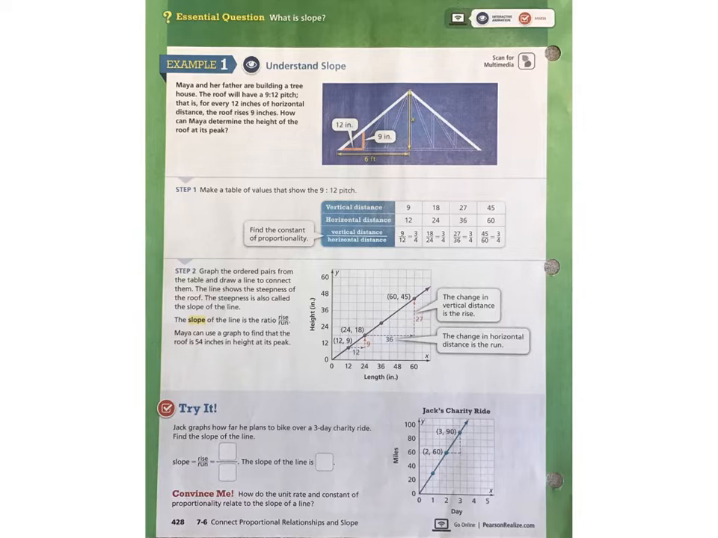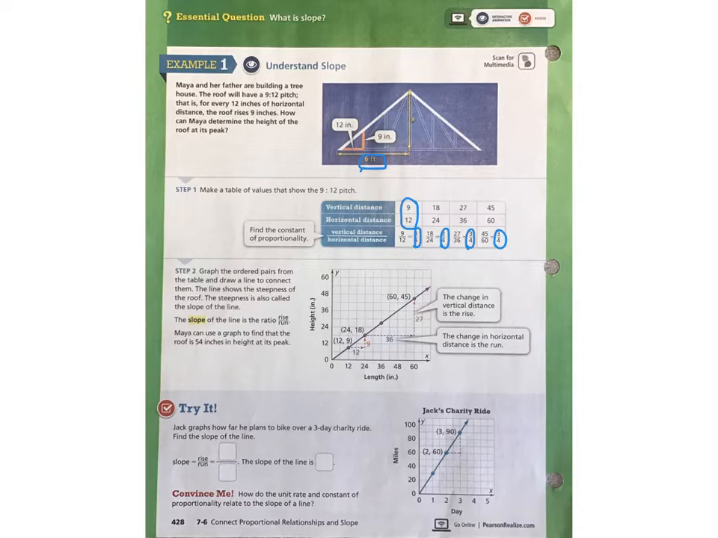Step 1 is to make a table of values that show that 9 to 12 pitch, or the ratio of 9 inches of height for every 12 inches of horizontal distance. Remember that 12 inches is equivalent to 1 foot. As we look at the diagram here, we notice that the distance to the center of that roof is 6 feet. So that 9 to 12 pitch equates to a 3/4 of a foot to 1 foot ratio. Your constant of proportionality each time is 3/4.